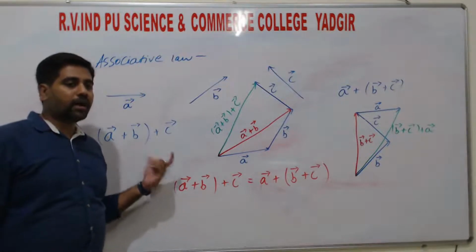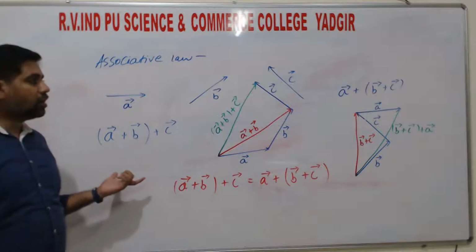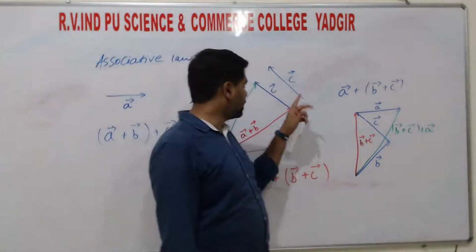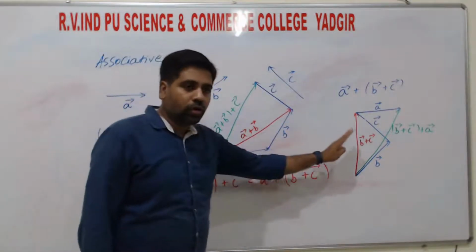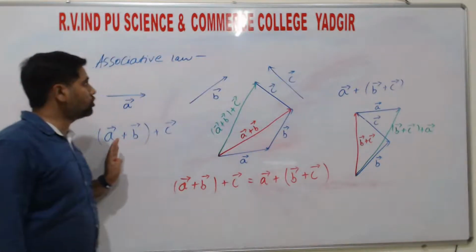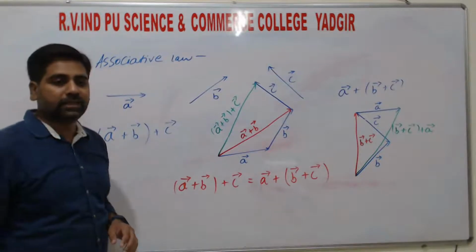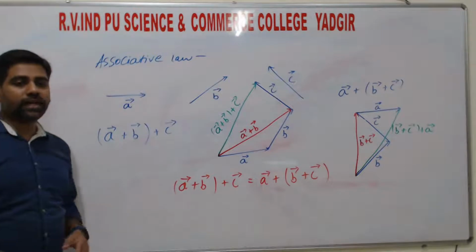So the vector law of addition obeys the commutative law along with the associative law, right? I will need to change this direction, but anyhow, these two are parallel, right? So this is about the laws of vector addition, that is commutative law and also associative law.